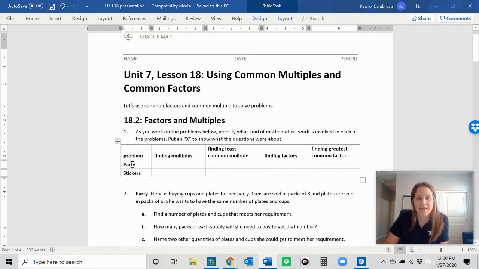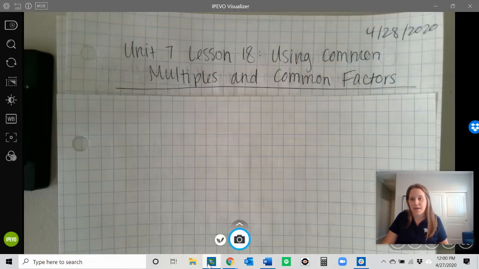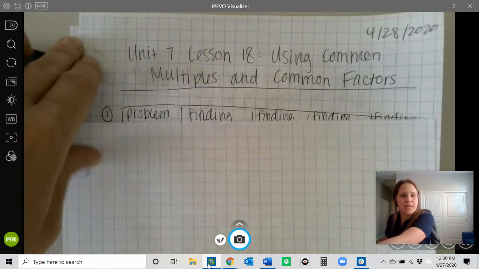And we're wondering in these two word problems, do we need to find multiples? Do we need to find the least common multiple, or LCM? Do we need to find factors, or do we need to find the greatest common factor? Okay, so I want you to take a moment and write this down. I'm actually going to show you how I wrote it. I took a shortcut that you're welcome to take too.